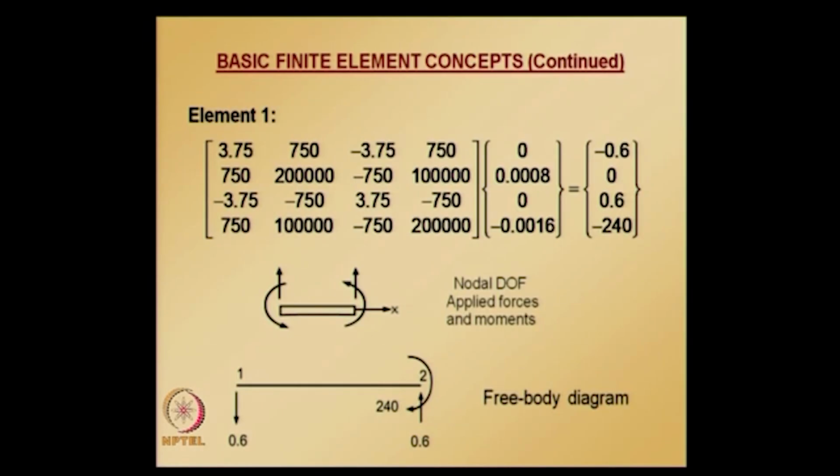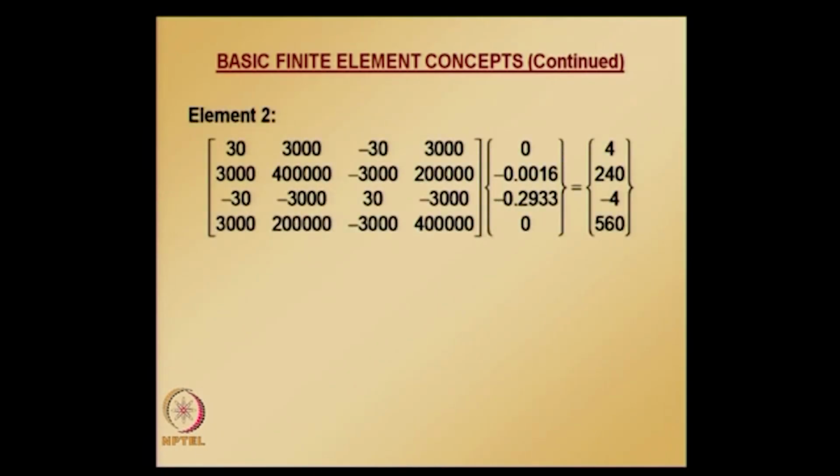Similarly, for element 2, substituting the values of V2, theta 2, V3, theta 3, we get the bending moment and shear forces at the ends of element 2, and it turns out that these values are as given there: 4, 240, minus 4, 560. So, if somebody is interested in drawing the free body diagram of element 2, taking these values and following the sign conventions for applied forces and moments and nodal degrees of freedom, we can draw it.